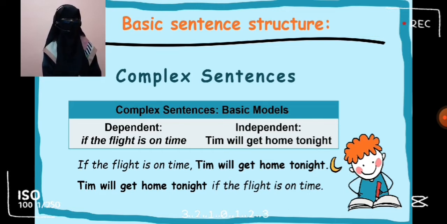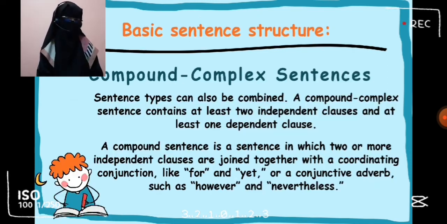Notice that this could function as a complete sentence if necessary or in the right context. So by following our two formulas, we can put the dependent clause at the beginning: if the flight is on time, comma, Tim will get home tonight. Or we can switch it around and say, Tim will get home tonight. Notice no comma needed. If the flight is on time.